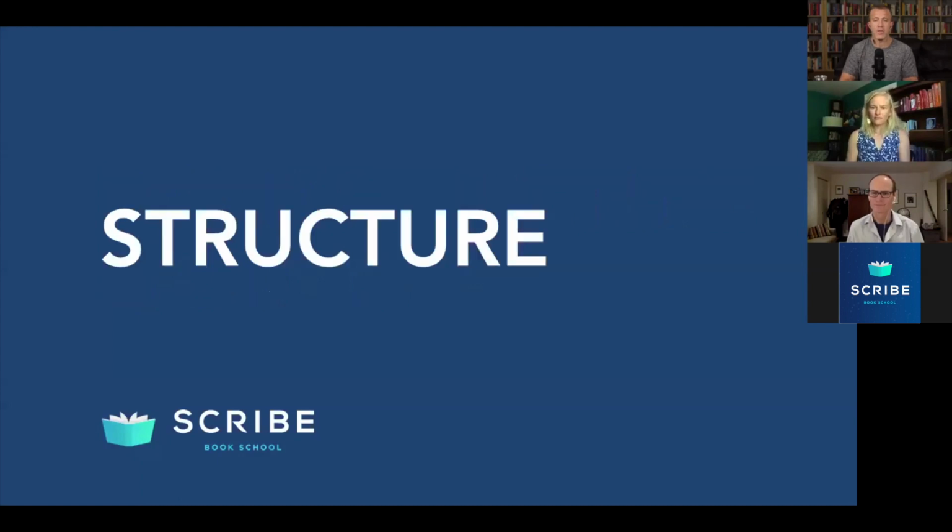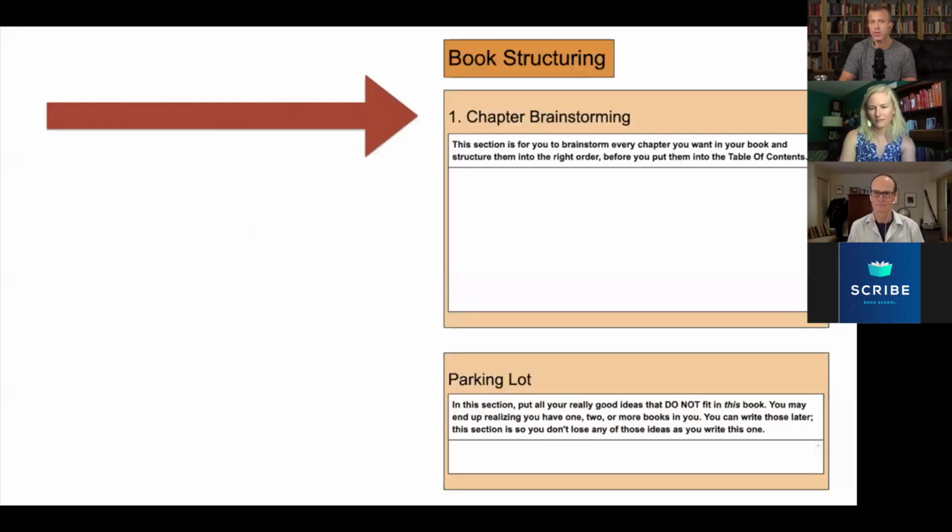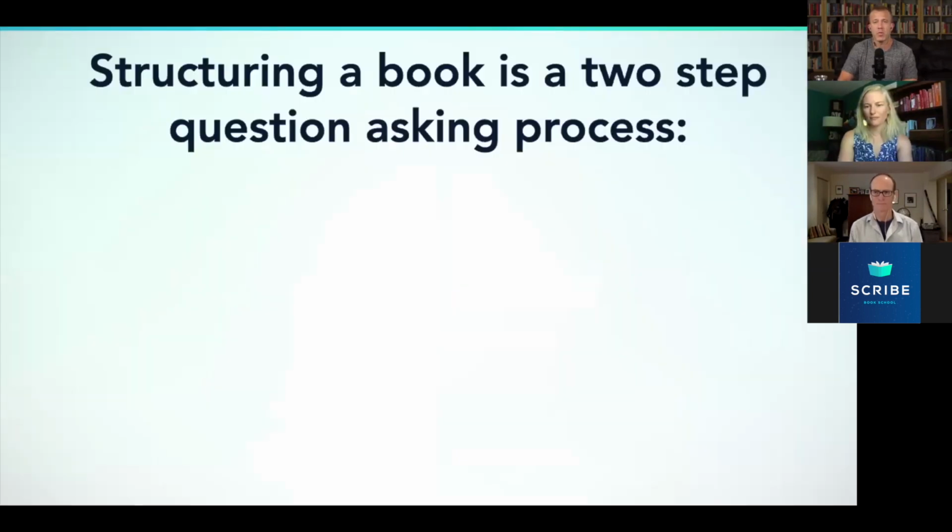All right, book structure and outline. Let's talk about book structure. We combine the two because they're closely aligned, but we're going to talk about structure first. So scroll down on your outline past the blue section to the orange section. Number one is chapter brainstorming.